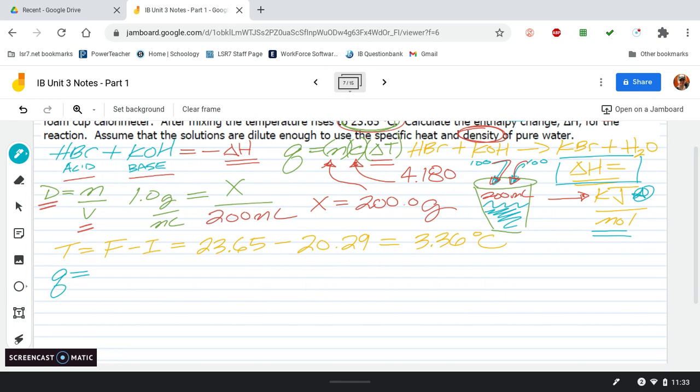So Q equals the mass, 200 grams, multiplied by the C value. Now you have to remember that this C value is in joules, not kilojoules. So that's important to remember. There's more to the unit, but just the joules is the important part. And the change in temperature of 3.36. Okay, so we're going to run this through. This is going to give us a Q value.